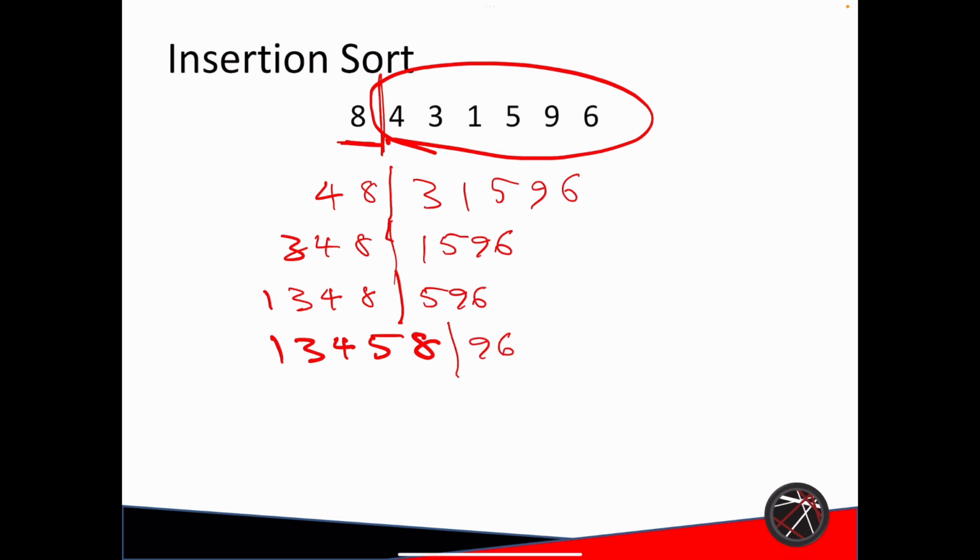And then we continue. So again, 9 is compared. 9 is greater than 8, so therefore will be placed after it, with just 6 remaining. And then we bring 6 in. So 6 is less than 9, it's less than 8, but it's greater than 5, and therefore will be inserted here, and therefore 1, 3, 4, 5, 6, 8, 9 is our fully sorted list.